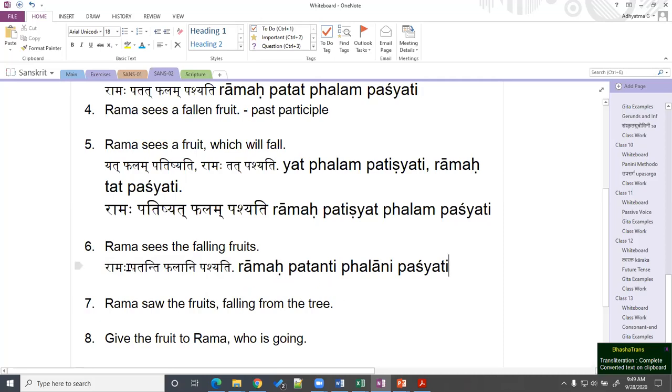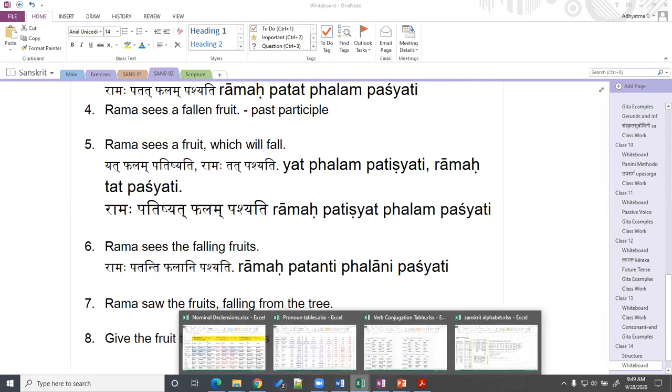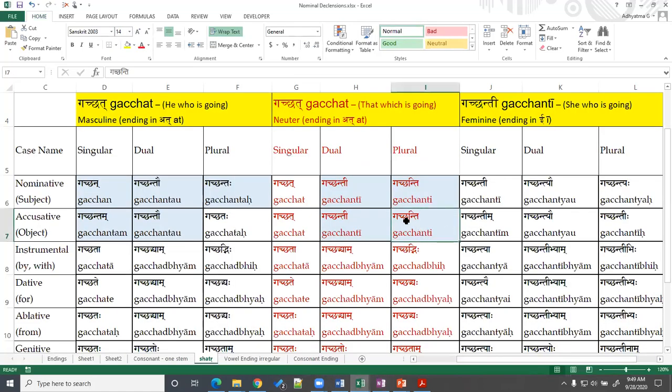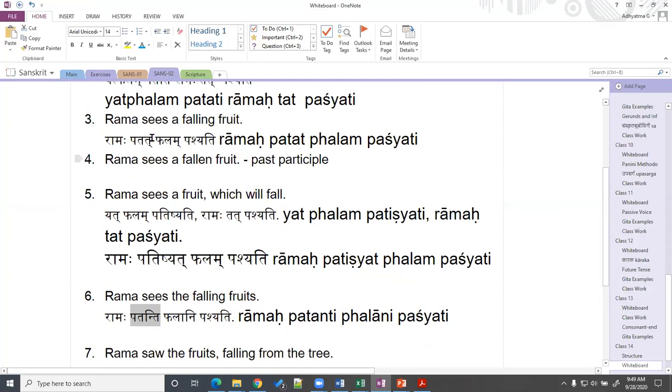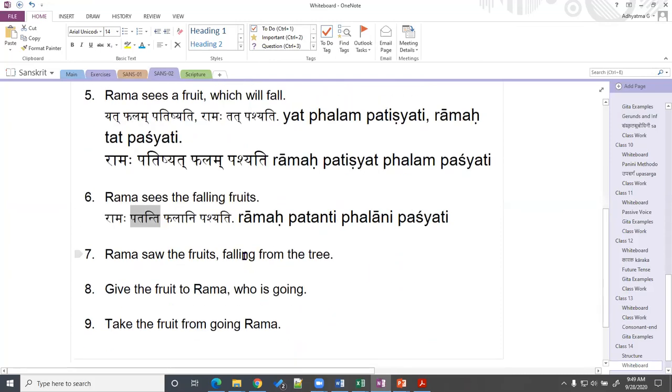Now pay attention to this. It can seem confusing because patanti can also be the third person plural verb form, and it can also be, like gachanti here, the participle. How would you know, in a given sentence, what this is? From the context. Just like in English, fallen can be a participle used for the fruit, as well as be used where there is a helping verb. Same way here, you can have the patanti form, and context will tell you whether it is a participle or a verb form.